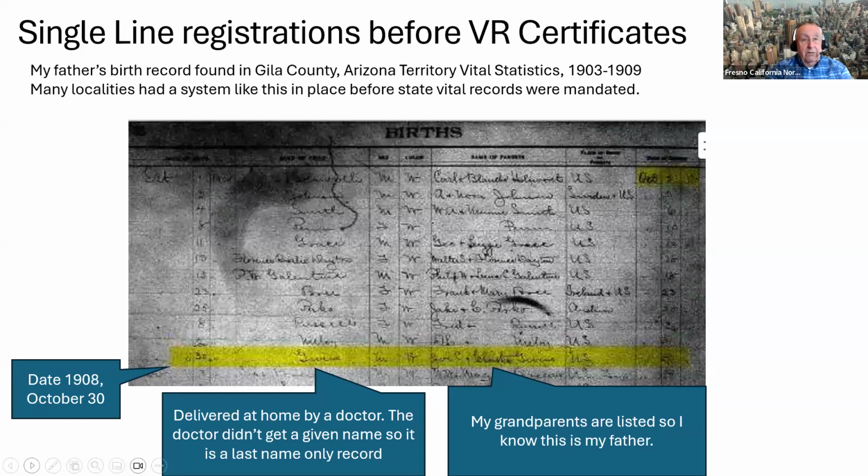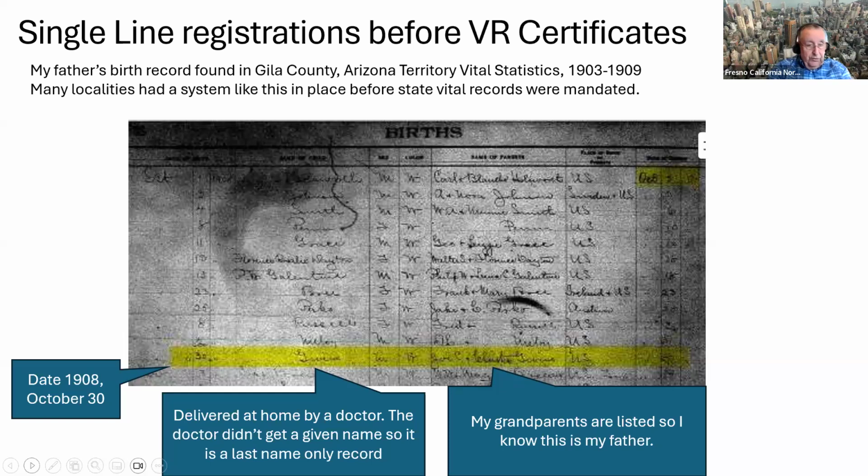Okay, again, remember about these single line registers. A lot of people skip over these and don't even know they exist. Look for them, see if there are registrations on a county level for these records prior to the certificates. This is my dad's birth record found in Arizona Territory in Gila County, where he was born, in their territorial vital statistics for 1903 to 1909.